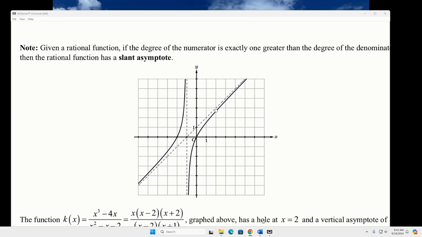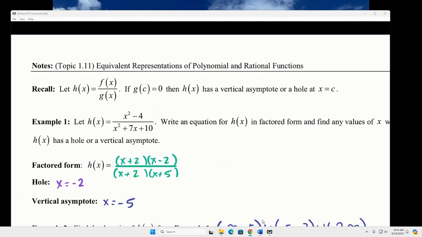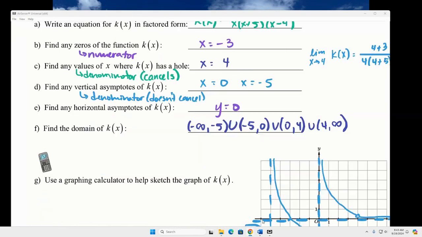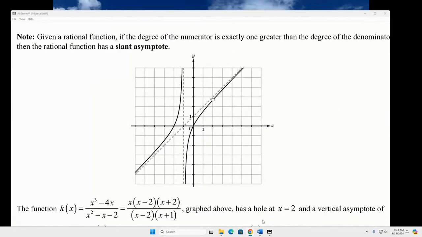Okay, so we're going to go to the notes from yesterday, topic 1.11, and go to the front of the second page. One of the things, actually the main thing we're going to do today, is find the slant asymptote.